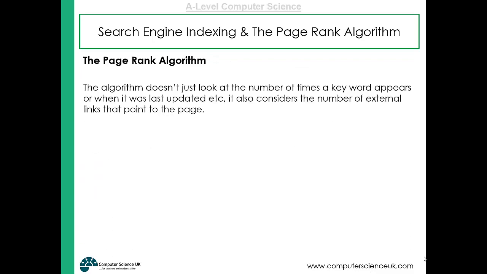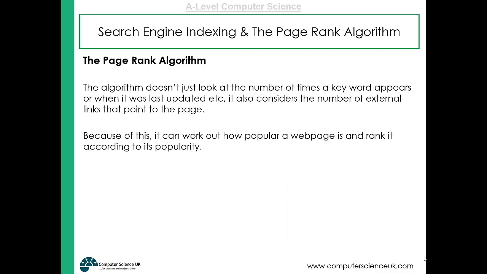Now, the algorithm doesn't just look at how many times keywords appear on the web pages, or when it was last updated, for example. What this algorithm does is it also considers how many external links point to the page that it's found, which might hold relevant information for you. By doing that, what it's trying to work out is how popular a web page is, and it ranks the web pages that it finds according to their popularity.